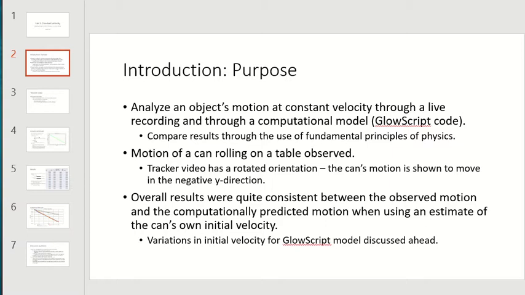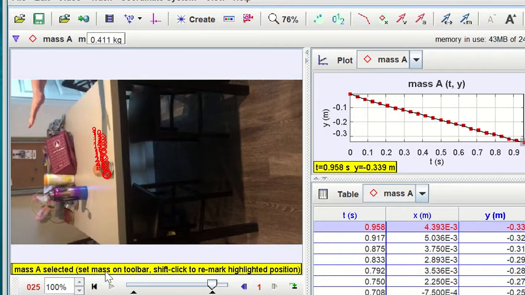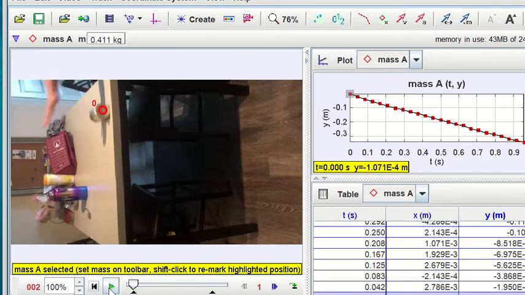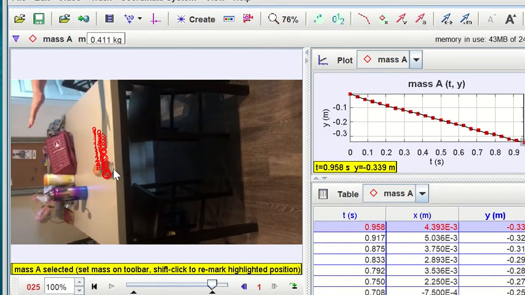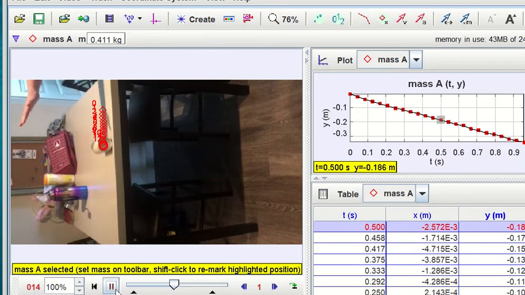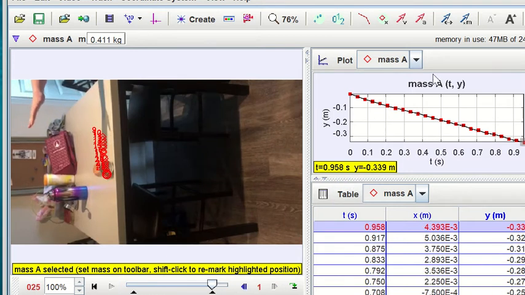In the Tracker video that will be shown shortly, the orientation is rotated so that the can looks to be rolling in the negative y direction. Overall, the model is very consistent with Tracker's observed results, differing by only about 0.4% of the final position. From the video in Tracker, it is observed that the ball slows down very slightly just as it reaches the end of the video. Other than this time frame, motion of the can seems to be relatively consistent. This is also seen in the graph to the right that shows a linear plot.